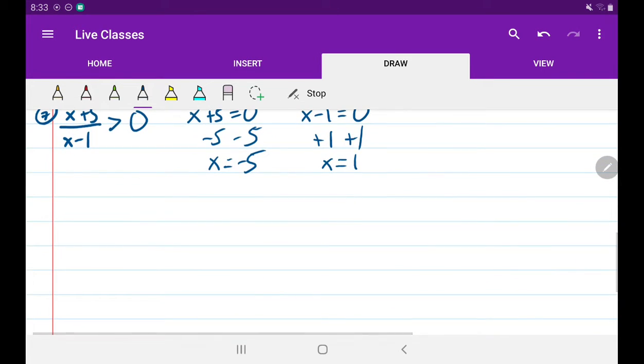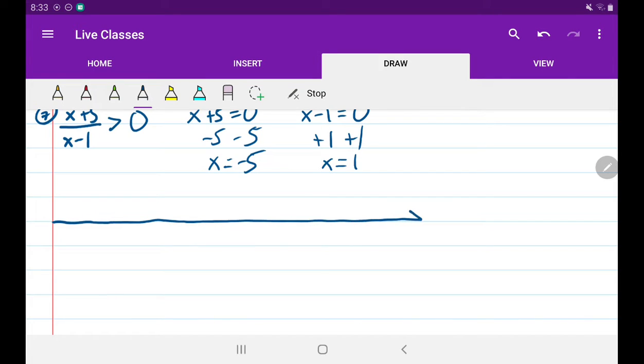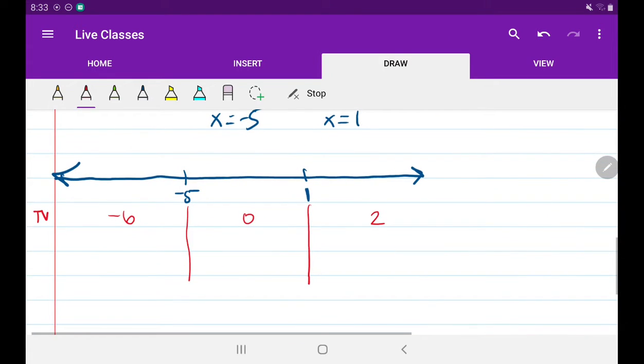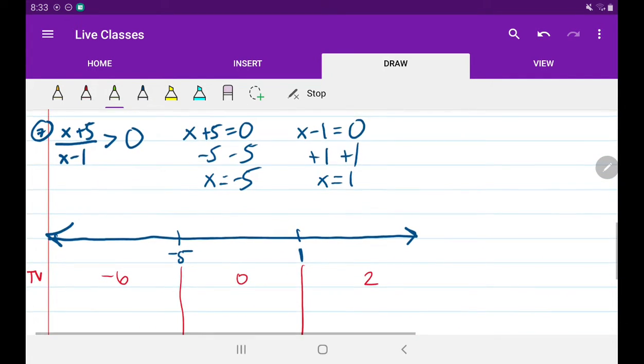So then I have my test values that I can go ahead and plot. So let's see, I'll have negative 5 and 1. So I'm sorry, those aren't test values, those are zeros. So I can go ahead and pick my test values now. So let's see, I can use negative 6, 0, and 2. And so now we'll plug those test values into the original function.